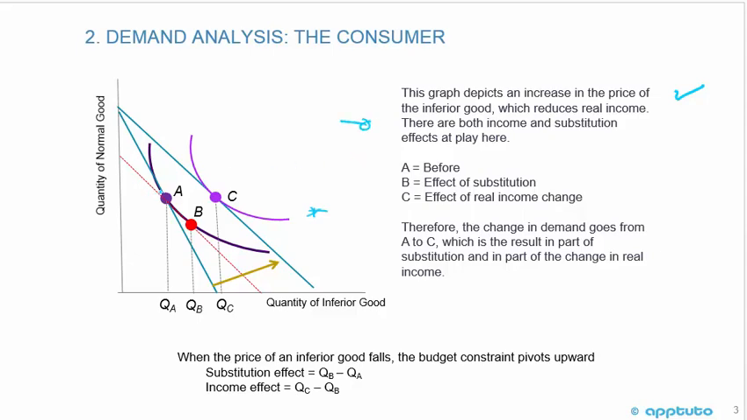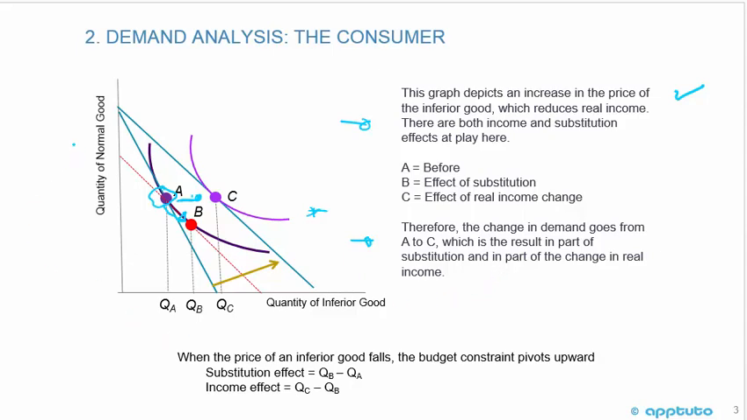So A is where we are at before, and then B is the effect of the substitution, which, as the slide said, is a movement along a curve, but C is the effect of a real income change, because as the price changes, then it is in effect a real income change, the slope of the line changes, okay? So the curves move. So therefore, the change in demand goes from A to C, which is the result in part of a substitution and in part the change in real income.